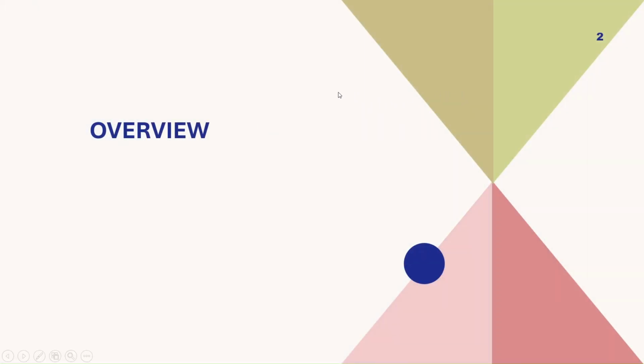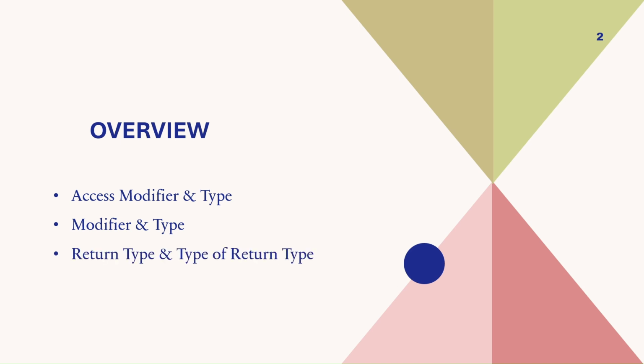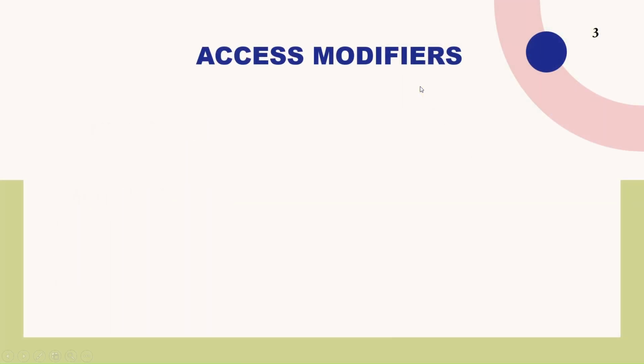So the first thing is what we learn in this video. The overview is access modifiers and types of access modifiers, modifiers and types of modifiers in Java, return type and types of return type. And we also learn that void is a keyword in Java, and how its role in the method we'll discuss later. So let's explore one by one.